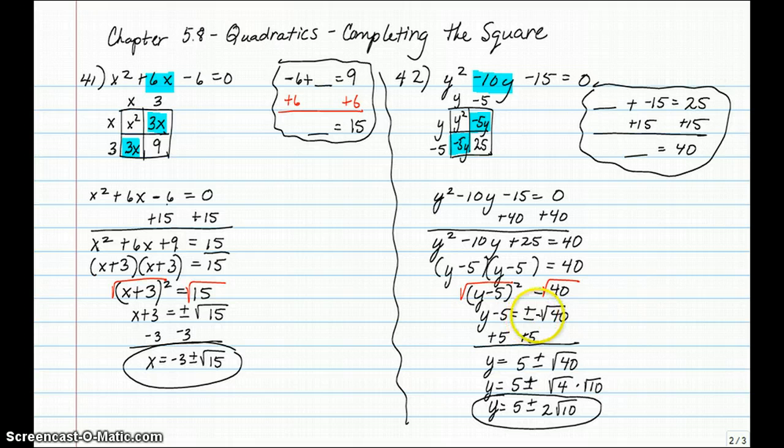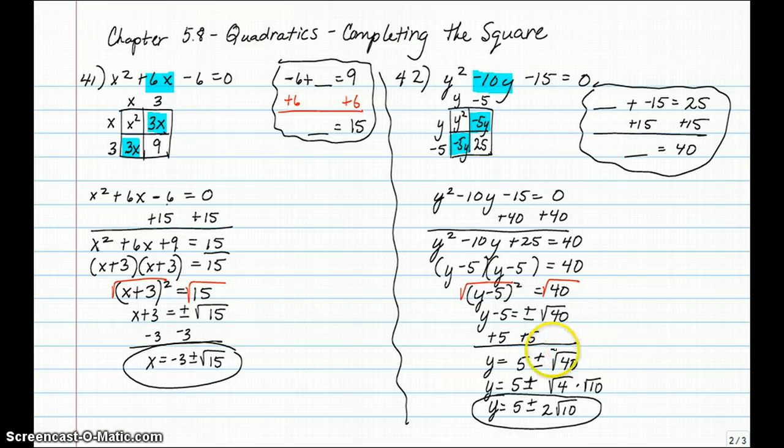Which gives you plus or minus the square root of 40. Now, your y is not isolated yet. You have y minus 5, so you're going to add 5 to both sides. So you end up with y equaling 5 plus or minus the square root of 40.